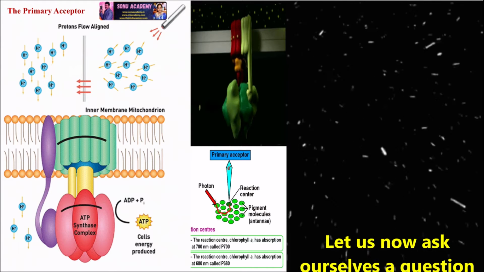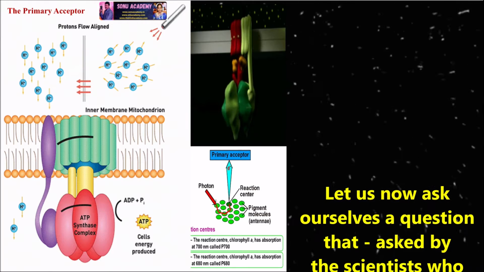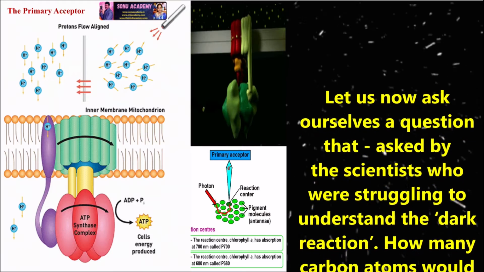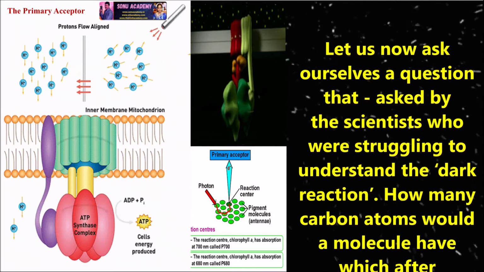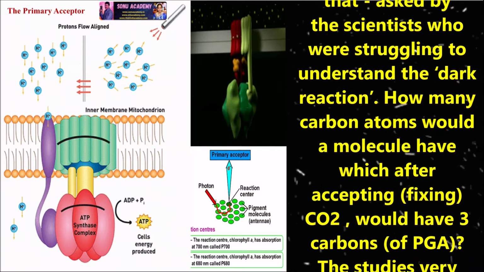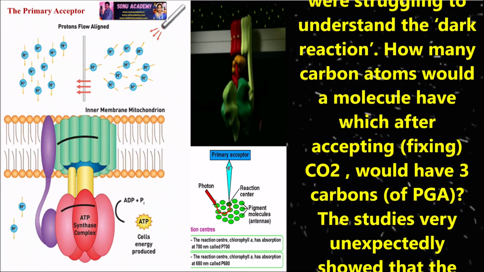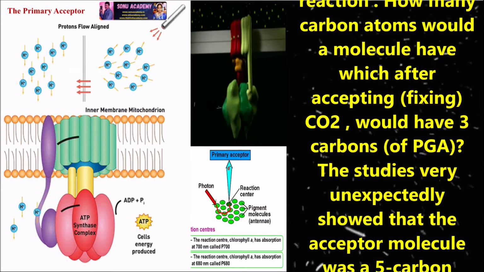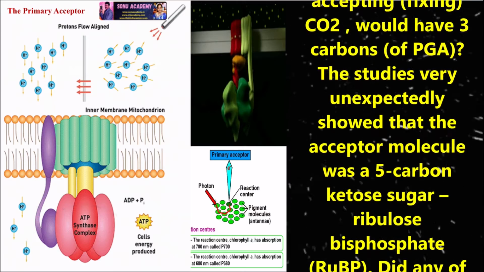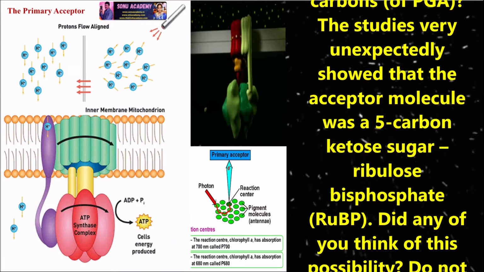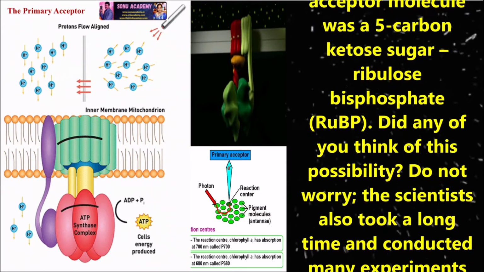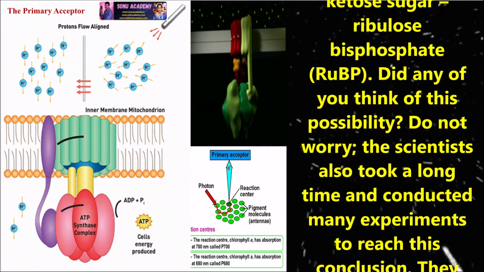Children, now let us discuss the primary acceptor of CO2. Let us now ask ourselves a question that was asked by the scientists who were struggling to understand the dark reaction. How many carbon atoms would a molecule have which, after accepting, fixing CO2, would give the 3 carbons of PGA? The study very unexpectedly showed that the acceptor molecule was a 5-carbon ketose sugar, ribulose bisphosphate, RuBP.